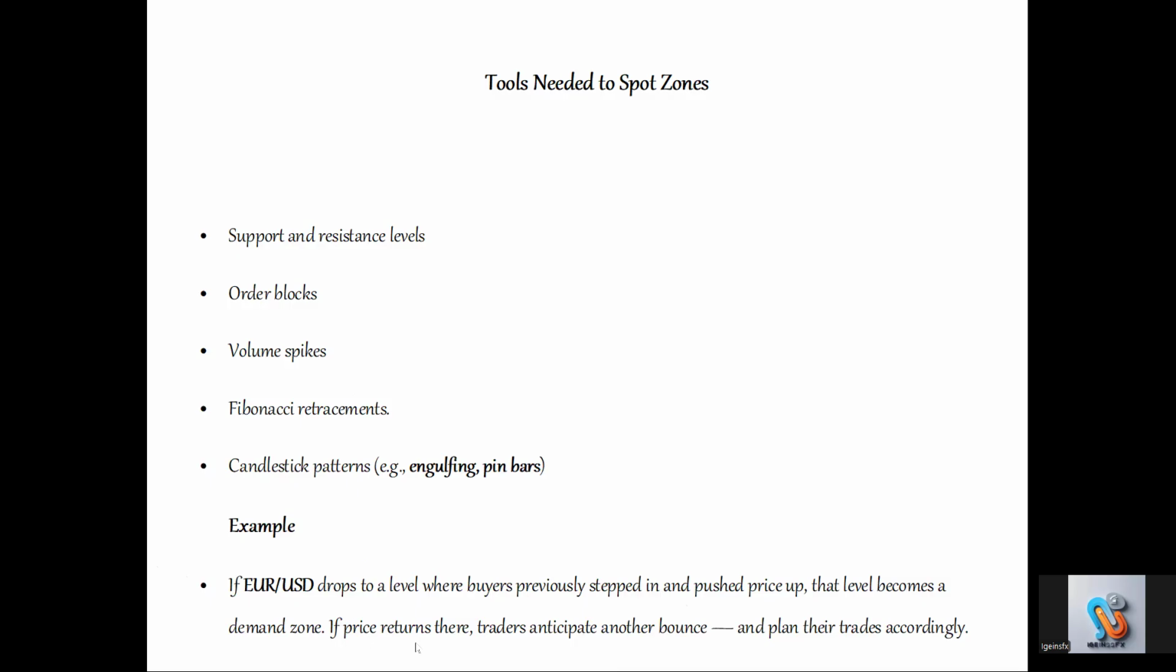Now, if price returns there, traders anticipate another bounce. It is something that we know that once price returns to retest that place, it will surely bounce, and traders plan their trades accordingly. Once you see it approaching, all you need to do as a trader is get ready: where you will enter, your lot size, your risk management. You start planning your trade.